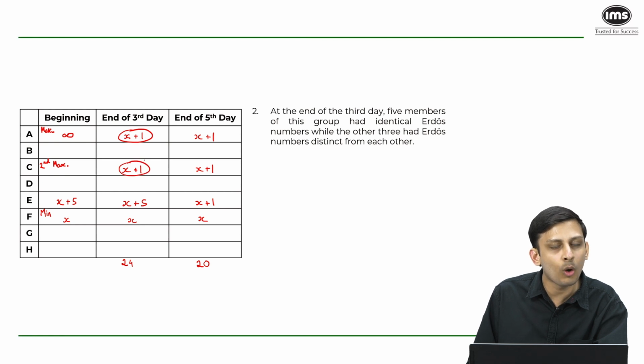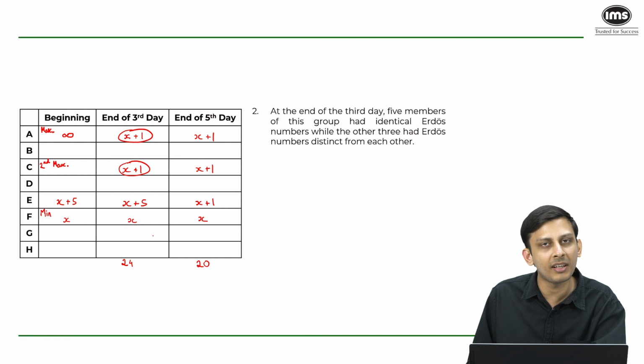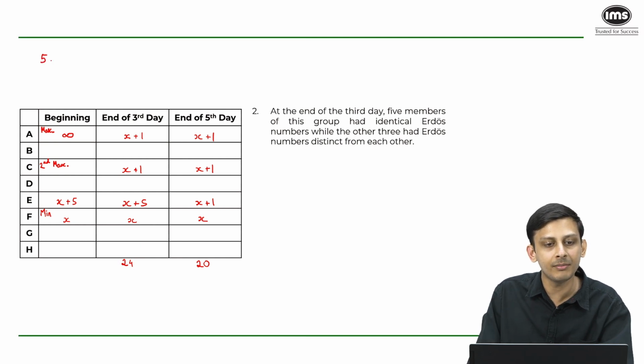So we already have 2 people with x plus 1, and 3 other people will have x plus 1. Then 1 person will have x plus 5, 1 person will have x, and 1 person will have some other Erdos number. So let us start using this. We can use this with the total of 24 that we have here. So 5 people will have x plus 1; 5 into x plus 1 will be the sum for these 5 people.